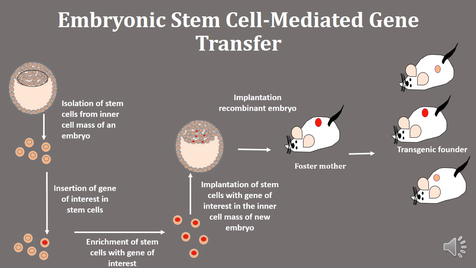Similar to the retrovirus mediated gene transfer process, embryonic stem cell mediated gene transfer also leads to the production of chimeric organisms which have variable expression of our gene in their tissues. Both retrovirus and embryonic stem cell mediated gene transfer methods are used for the production of transgenic animals or transgenic disease models.